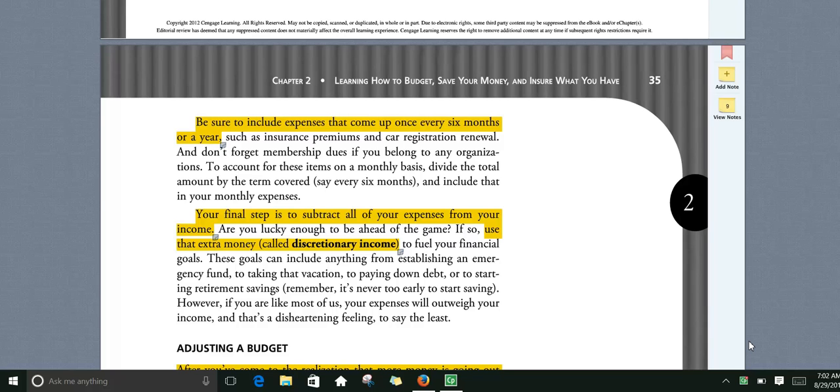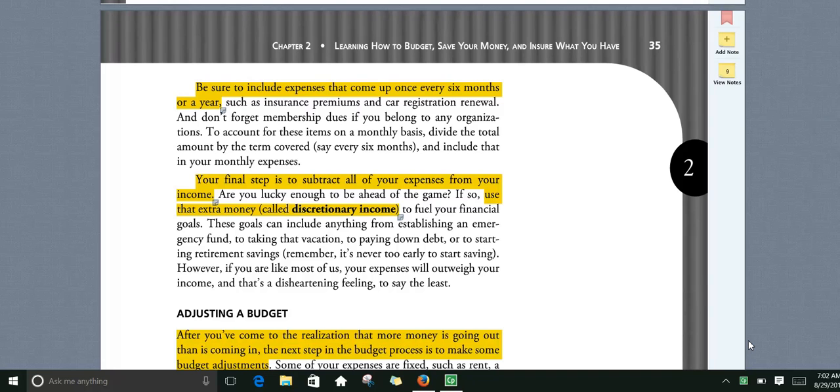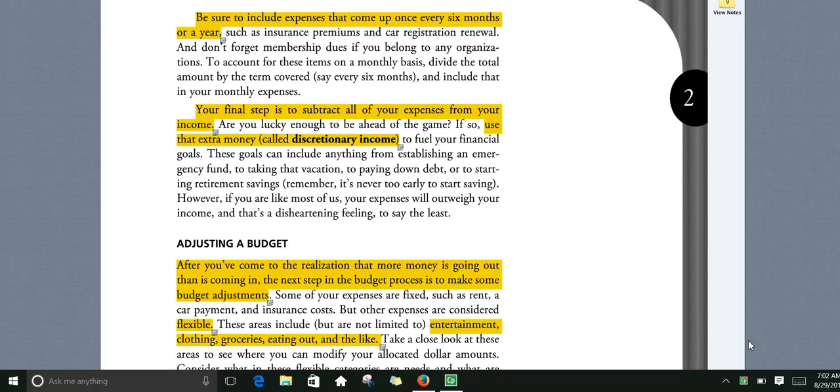Then you want to subtract your expenses from your income. If you're lucky enough to have extra, this is called discretionary income that should fuel your financial goals. And that could be an emergency fund, taking a vacation, paying down a debt, a lot of things.